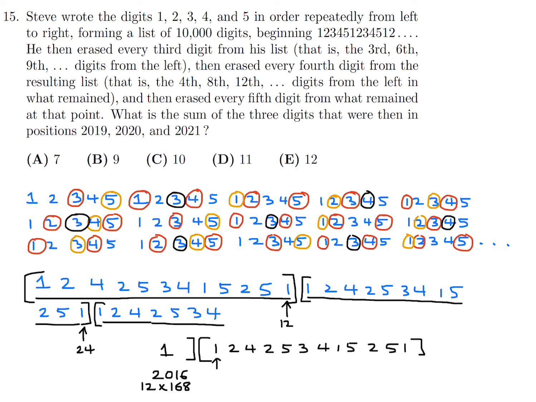Okay, so this number, therefore, would be the 2017th number. This number would be the 2018th number. This number would be the 2019th number. This would be the 2020th number. And this would be the 2021st number. We are asked, first of all, what are those numbers? 4, 2, and 5. And we are asked to find the sum of those three digits. So 4 plus 2 plus 5 is 11. And therefore, the answer to this question, number 15, is D.